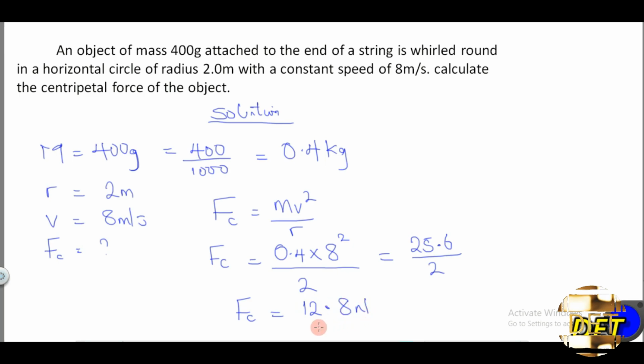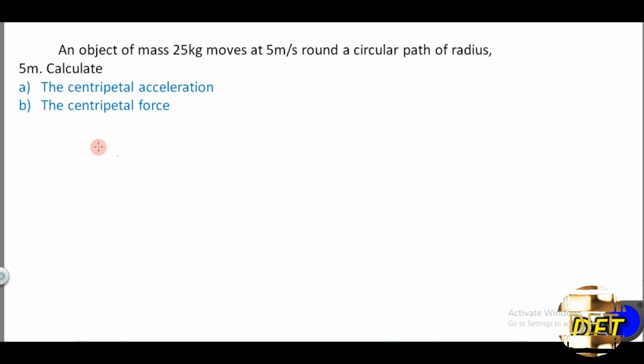12.8 Newton. This is my answer to this question. Very simple and straightforward. So the last question that we have here is: an object of mass 25 kg moves at 5 meters per second round a circular path of radius 5 meters. A, calculate the centripetal acceleration; B, the centripetal force.